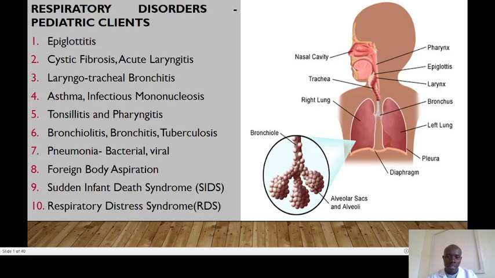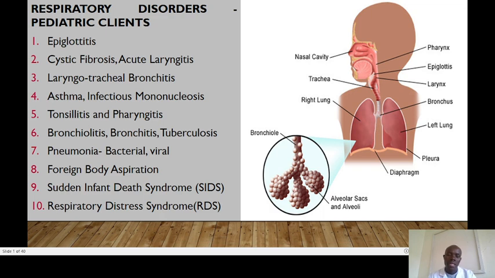Today we are looking at the respiratory disorders, and we are focusing on the pediatric patients. As you know, a pediatric patient will involve the infants, the toddlers, the preschoolers, the schoolers and the adolescents. You can use the link above to guide you and help you understand pediatrics.